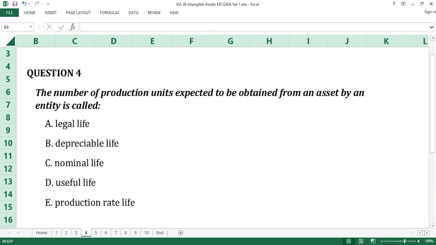Question number 4. The answer to question number 4 is D, useful life. IAS 38 defines useful life as A, the period over which an asset is expected to be available for use by an entity, or B, the number of production or similar units expected to be obtained from the asset by an entity. D is the answer to question number 4.